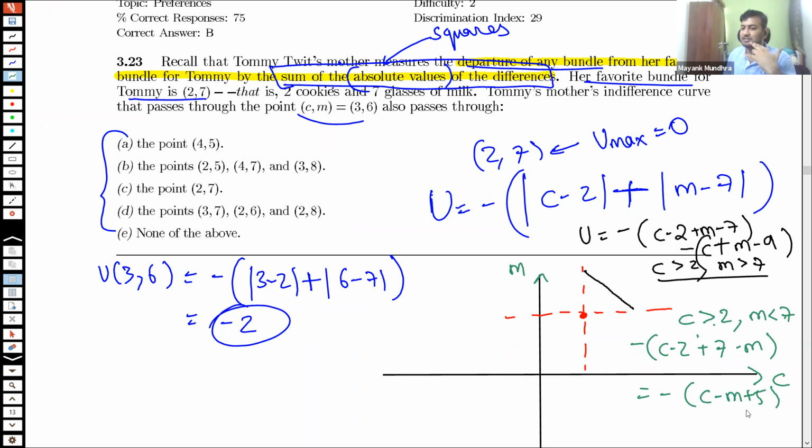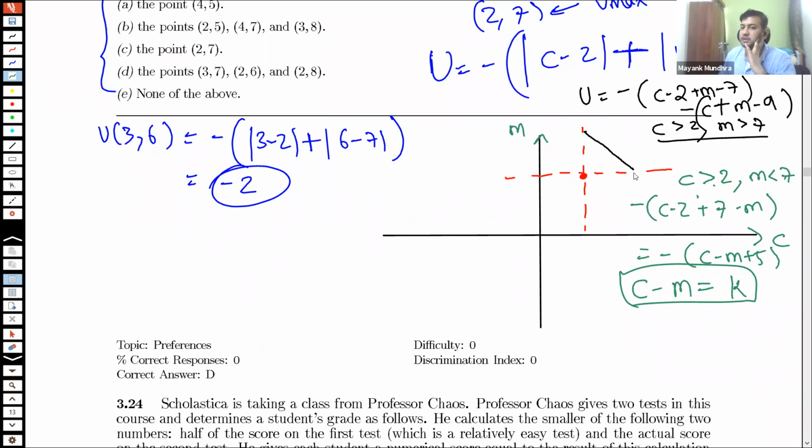The important thing is C minus M is the dominant feature here. So you have a line of the format C minus M equals to some value K. For some level of utility U0, you will have this sort of format. So this becomes X minus Y equals to something. So Y equals to X plus something, so the slope becomes plus 1. So the slope is going to be this much. So in fact, the ICs are going to look like this. So they are going to look like a square kite.